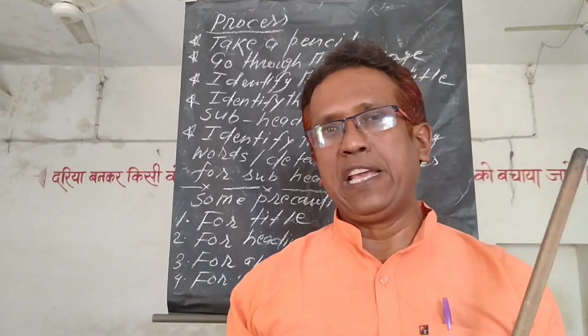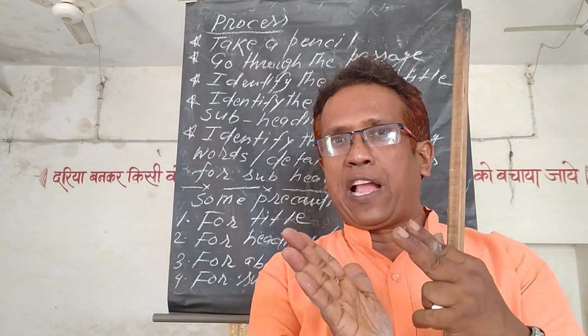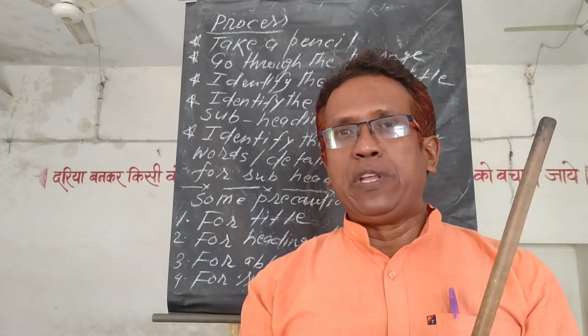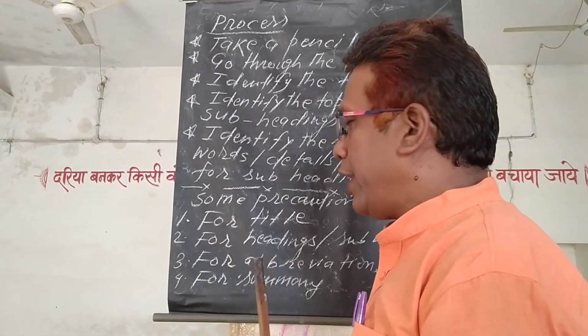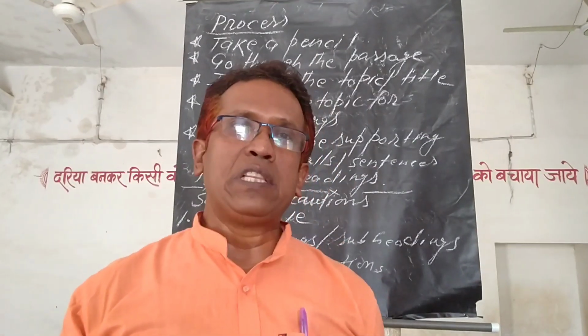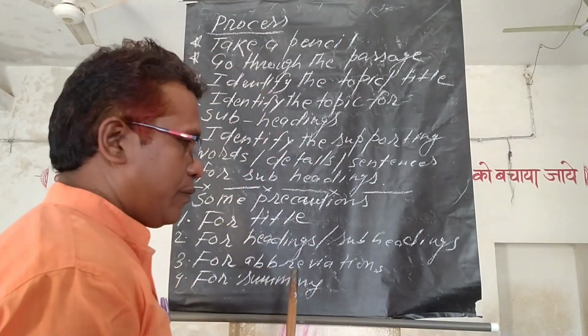Number 2, for headings and subheadings. You must select headings only in that given paragraph, not from the whole passage. Otherwise, there will be difficulty for you. So try to opt for the headings and subheadings from the given paragraph. Number third, for abbreviations, you should try to select only the larger words, because larger words are easier for abbreviation. And the final one is summary.